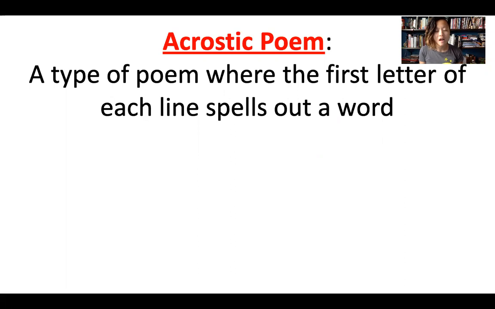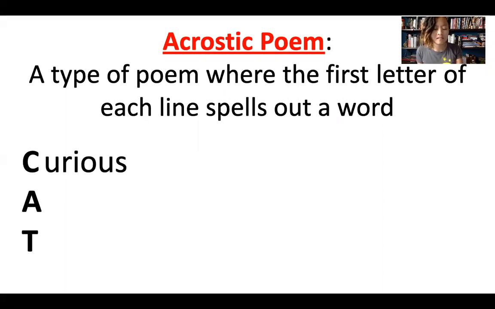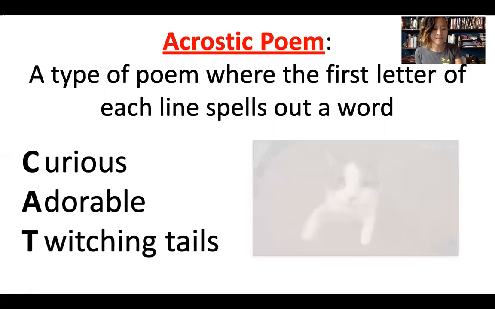So first, I'll write the word cat down the side of my page, C-A-T. Then I'll think of words that describe a cat that begin with each letter of the word. For example, C could be for curious, A for adorable, and T for twitching tails.